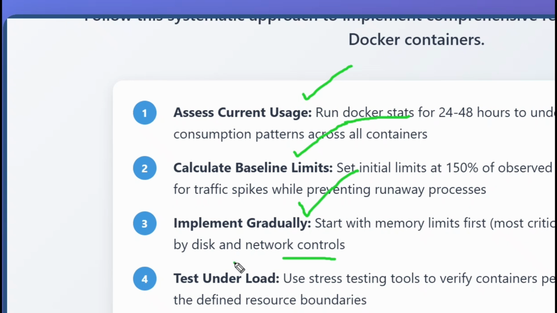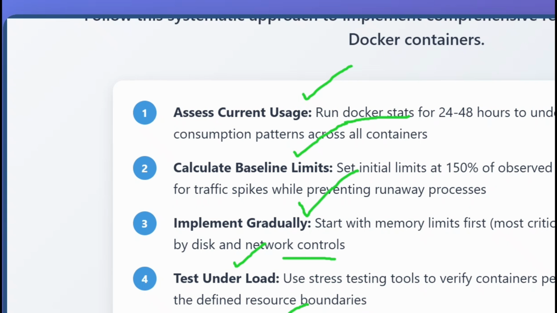The fourth step was test under load. Use stress testing tools to verify that your containers are performing adequately within the defined resource boundaries. Why? Because a container's behavior depends on the kind of work, and it may behave differently when it is taking traffic and under load. The fifth point was monitor and alert. Set up your dashboards and alerts to notify you when containers hit around 80 percent of their resource limits. This gives you time to react before things go critical.